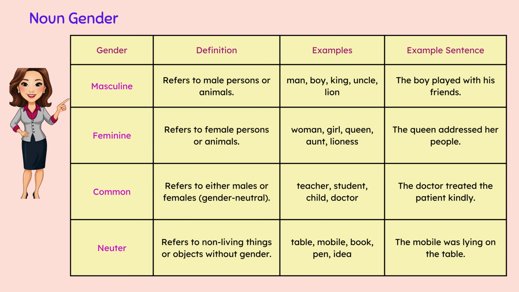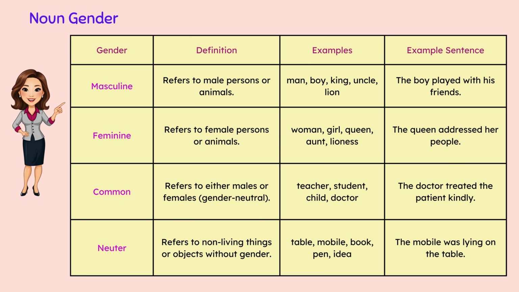Let's explore the different types of noun gender with examples. Masculine gender. Masculine nouns refer to male persons or animals. For example, man, boy, king, uncle, lion. Sentence, the boy played with his friends. Feminine gender. Feminine nouns refer to female persons or animals. For example, woman, girl, queen, ant, lioness. Sentence, the queen addressed her people.